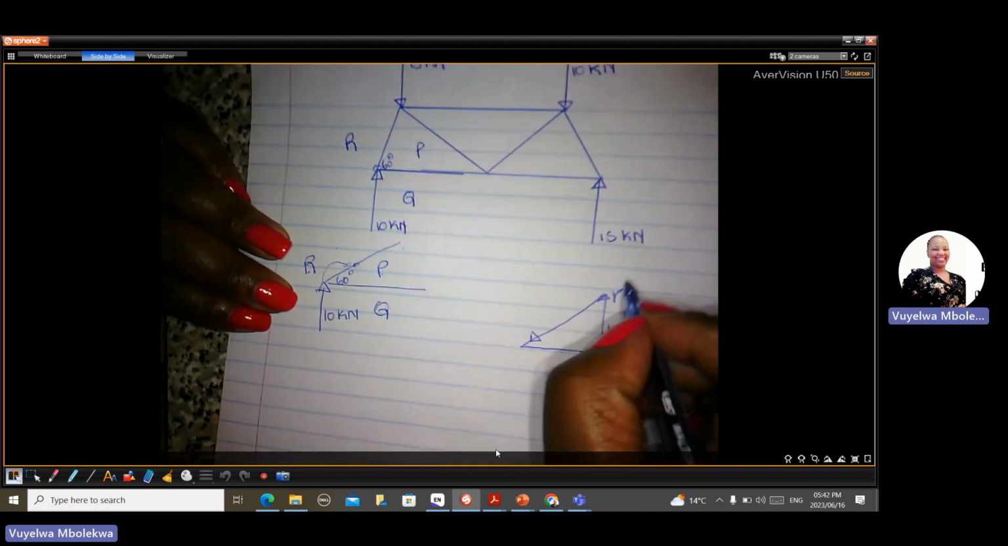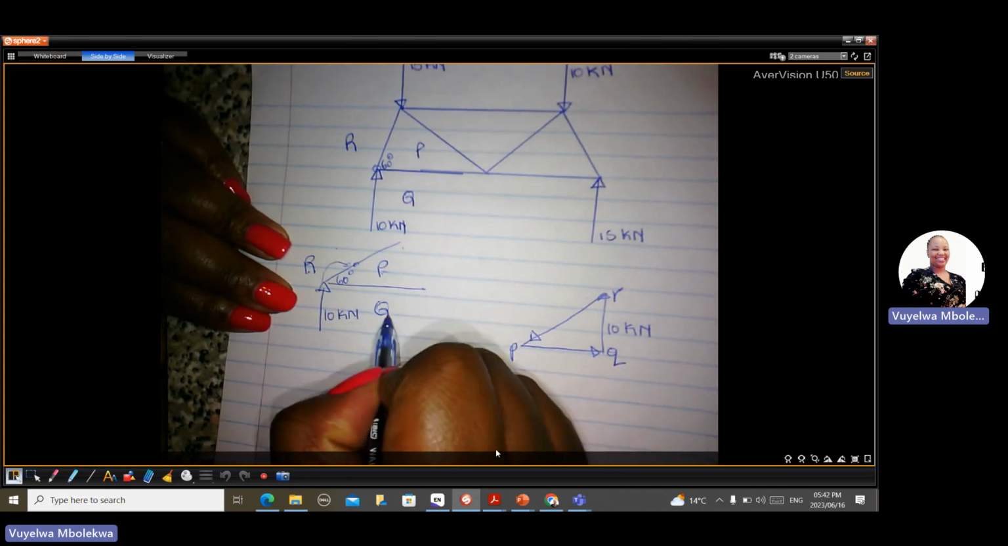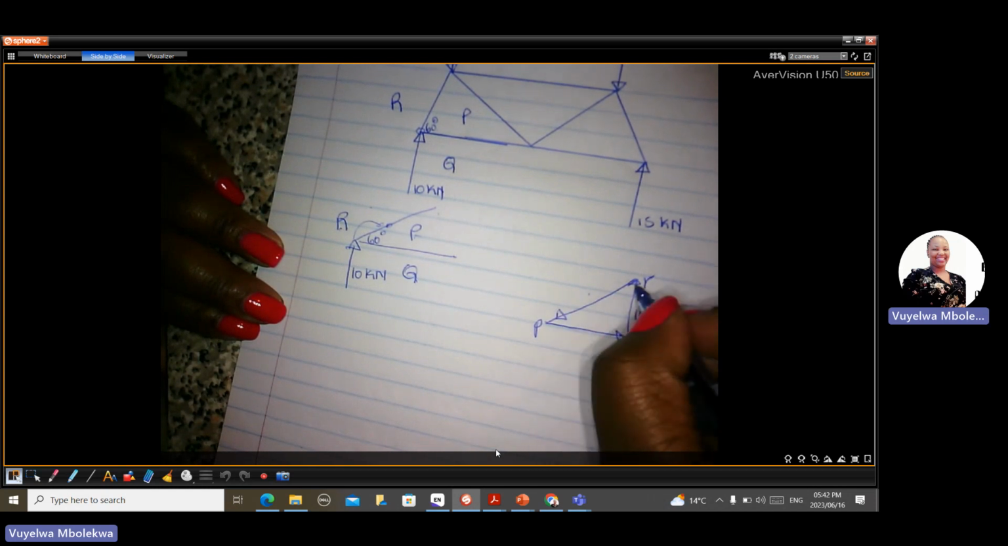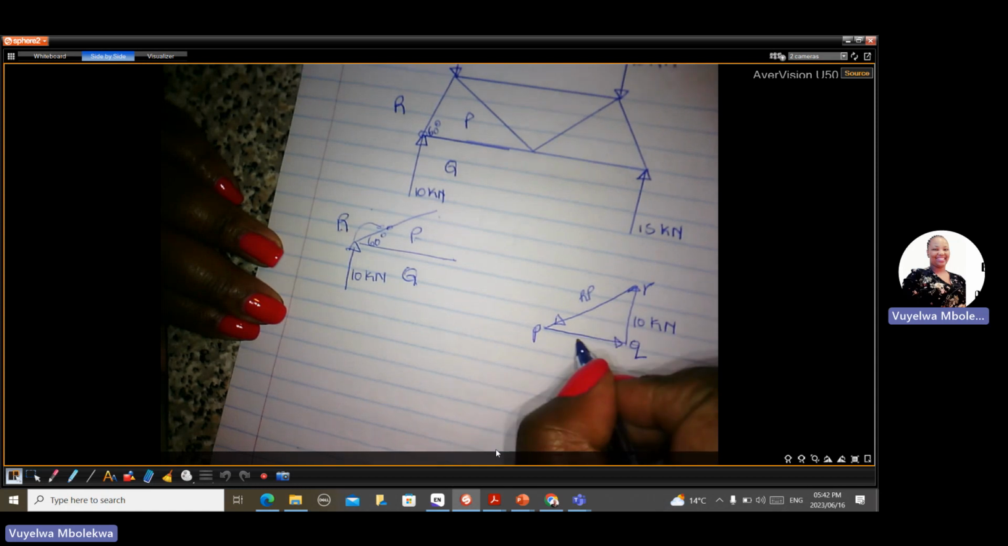And the slope one starts at R and it ends at P. And the horizontal one starts at P, it ends at Q. So it stands like that. So here's your RP. I can just write it here. RP. And here is your PQ.